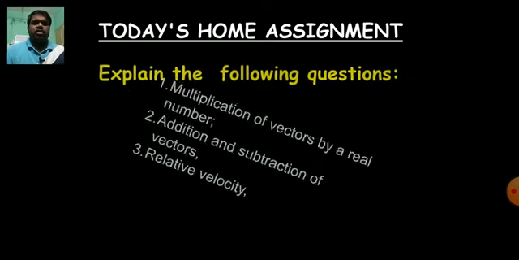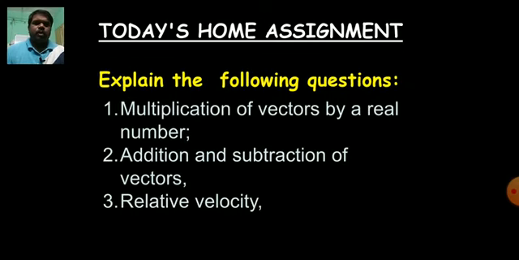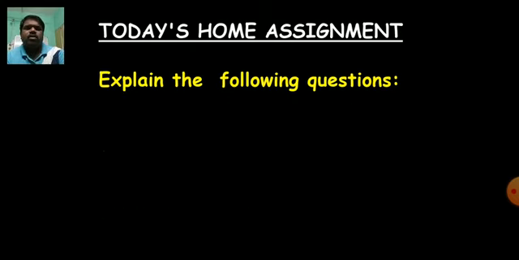Now this is the time for today's home assignment. Today you are supposed to do the following things in your classwork notes. You have to explain the following points. Point number 1, multiplication of a vector by a real number. Second, addition and subtraction of vectors. All the laws of addition you have to write down in your classwork, and you have to write down examples too. Then, relative velocity, which we have discussed. So this is all about today's class.